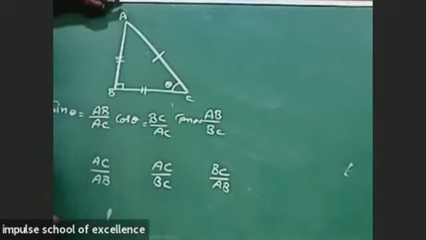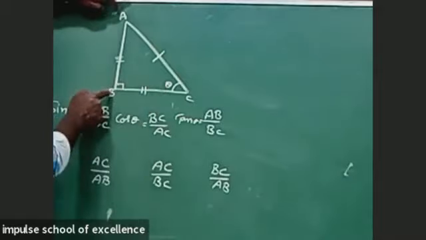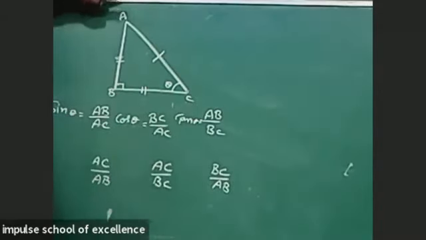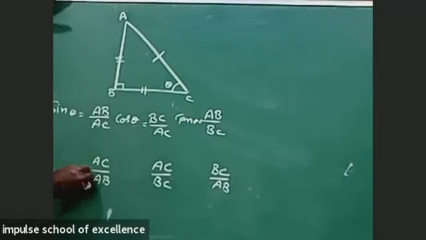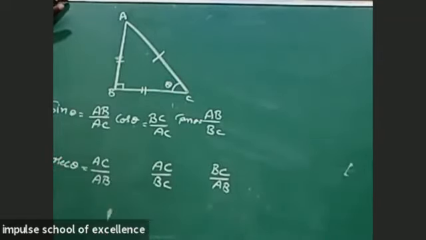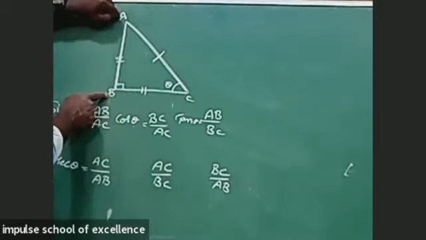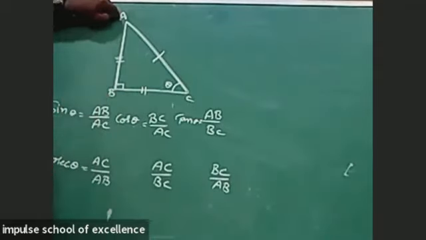So what is tan theta? Tan theta is nothing but the opposite side by the adjacent side. After that, there are the reciprocals. So we can write its reciprocal as cosecant theta. So what is cosecant theta? Cosecant theta is nothing but the hypotenuse by the opposite side of theta.